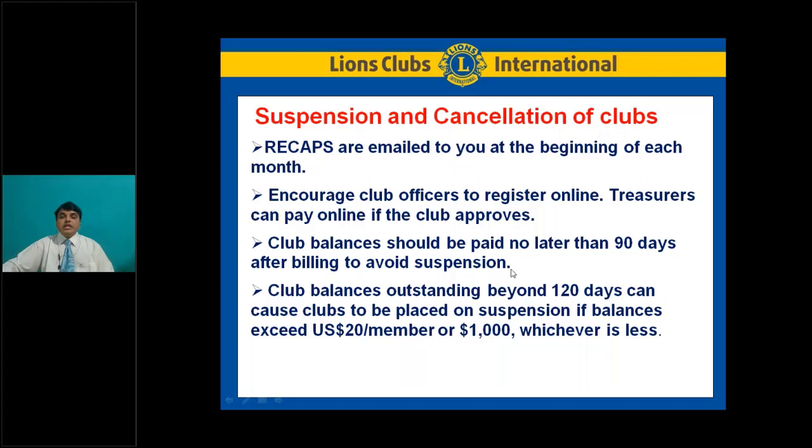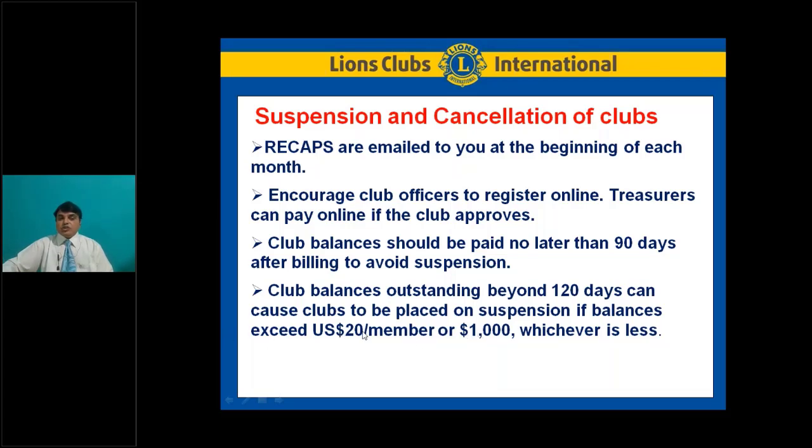When it comes to billing, soon after you send an invoice, the clubs need to pay within 90 days of receiving the billing from International or from your side. So you need to encourage the clubs to pay the whole year's dues instead of semi-annual. And if outstanding dues remain for 120 days, the club will go for suspension.